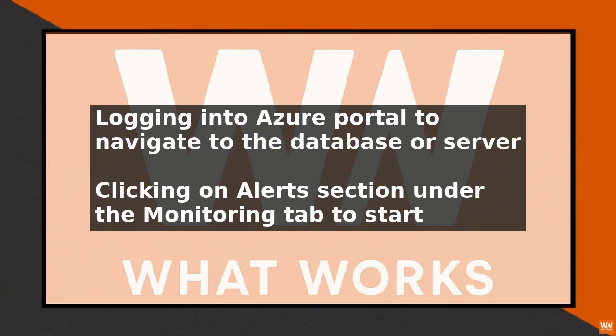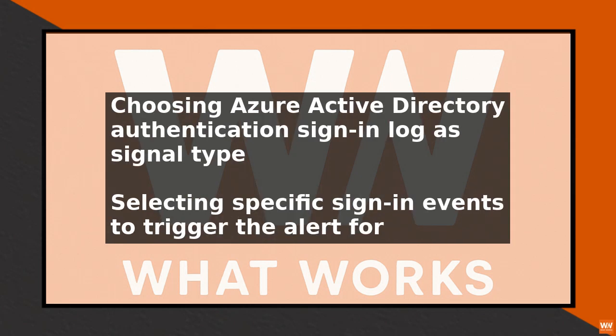Choose the specific sign-in events you want to trigger the alert for, such as failed sign-ins or successful sign-ins from a new location. Then, define the alert logic by specifying the operator and threshold. For example, you can trigger the alert when there are more than 5 failed sign-in attempts within a 5-minute window.